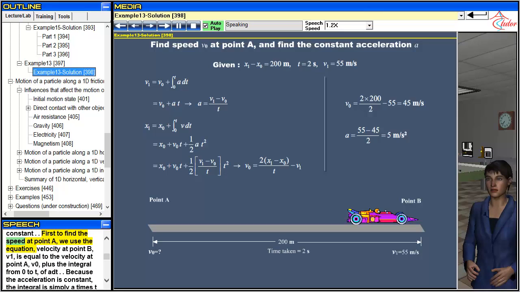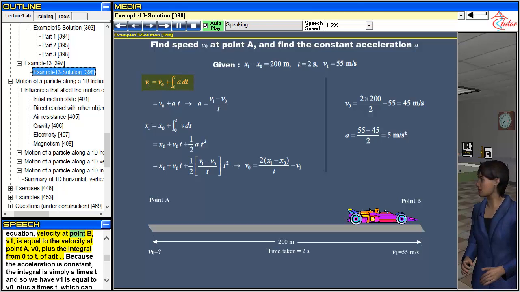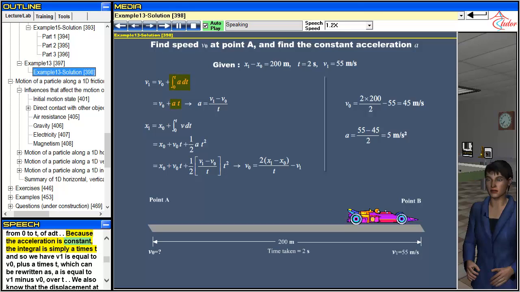First, to find the speed at point A, we use the equation. Velocity at point B, v1, is equal to the velocity at point A, v0, plus the integral from 0 to t, of a dt. Because the acceleration is constant, the integral is simply a times t. And so we have v1 is equal to v0, plus a times t. Which can be rewritten as, a is equal to v1 minus v0, over t.